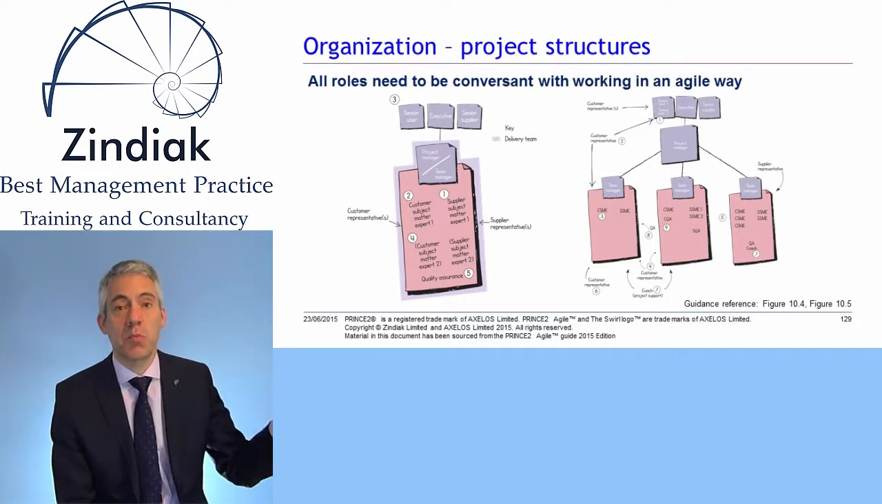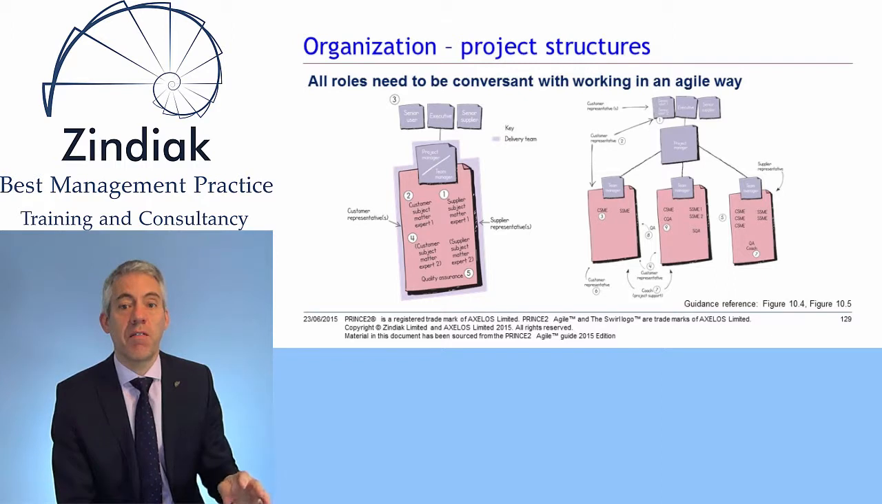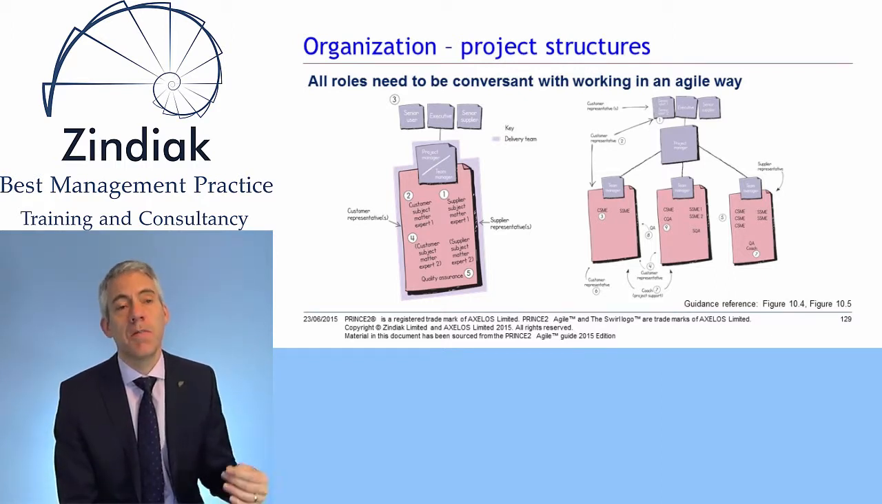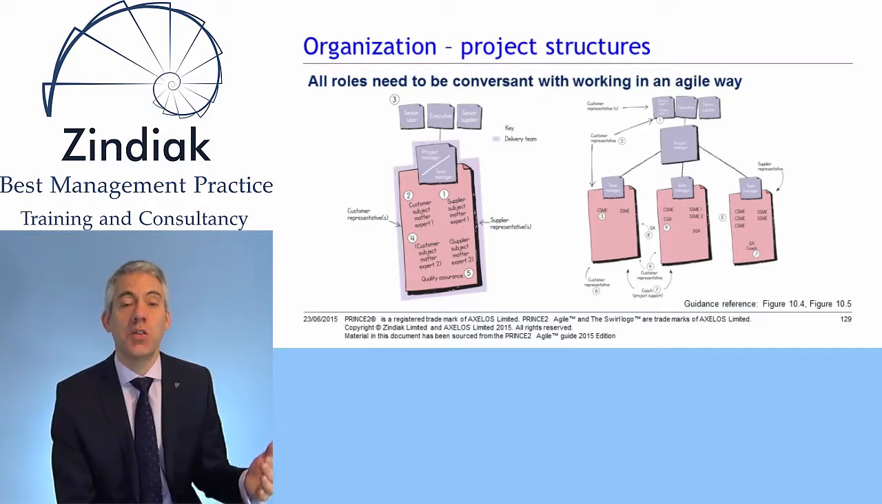We can see a more complex environment where we have multiple delivery teams. We've still got the same project board along the top with the senior supplier, executive and senior user, project manager, and then below that we have 3 delivery teams with 3 team managers shown. Again, question whether the delivery team feels they want a team manager or not.